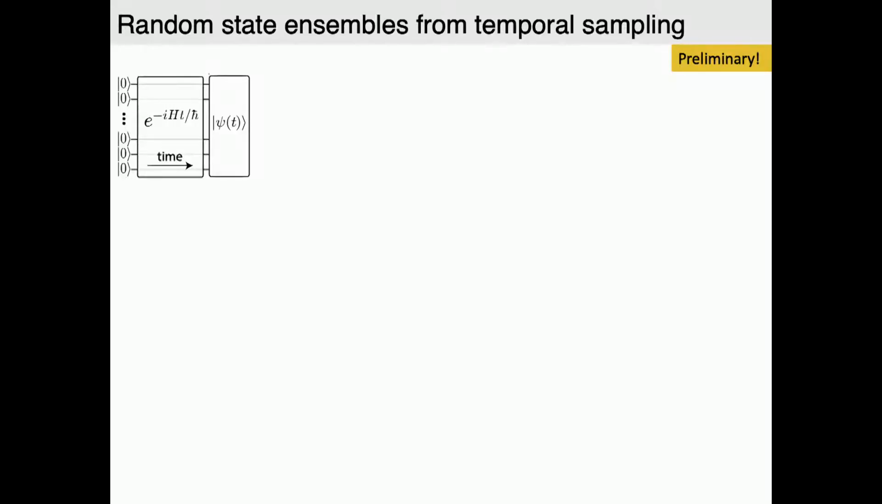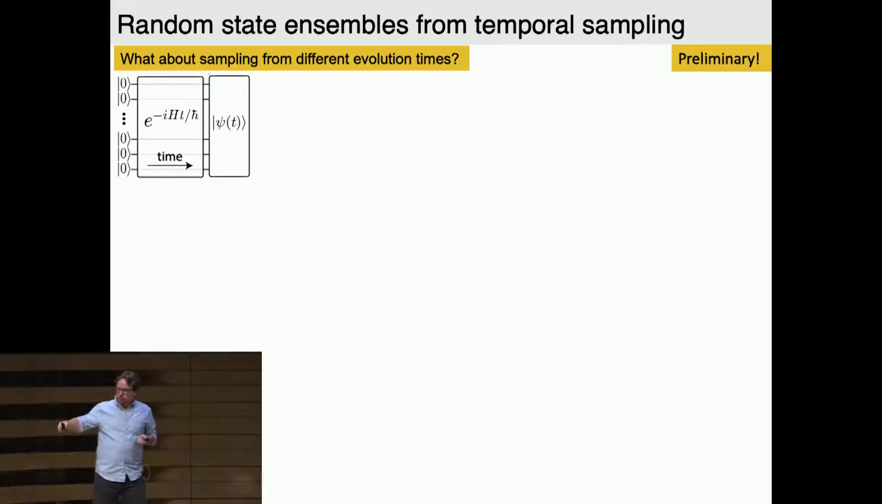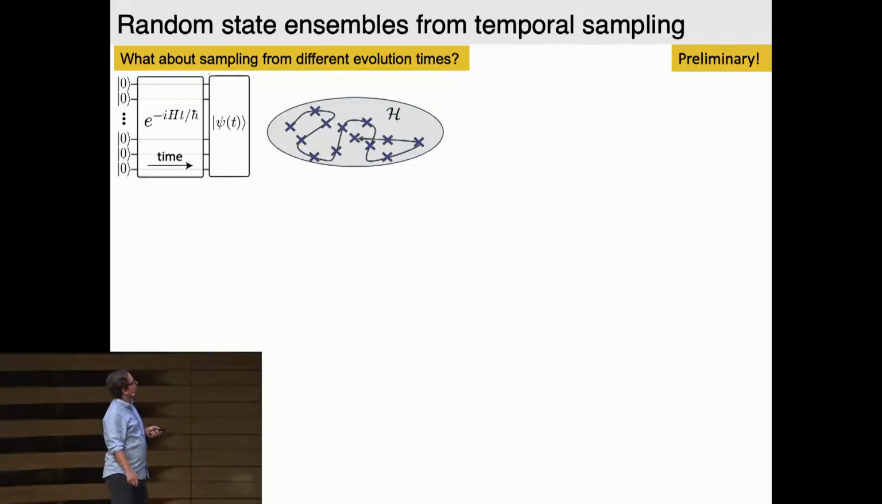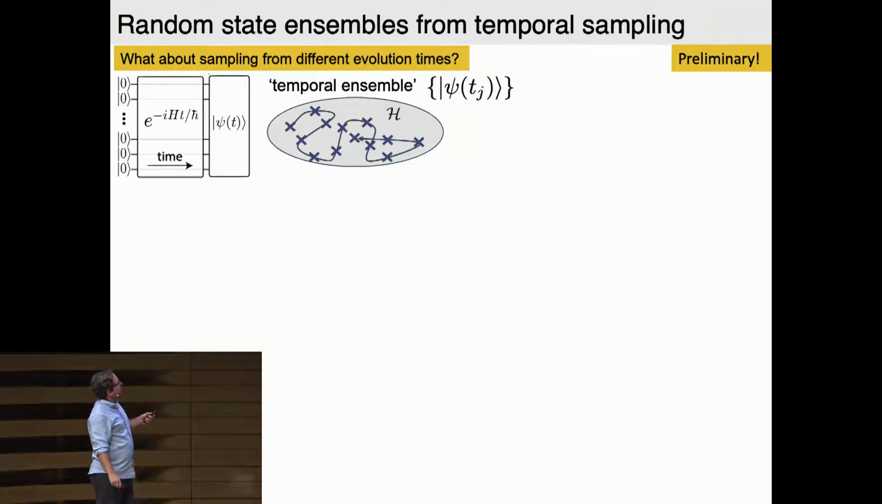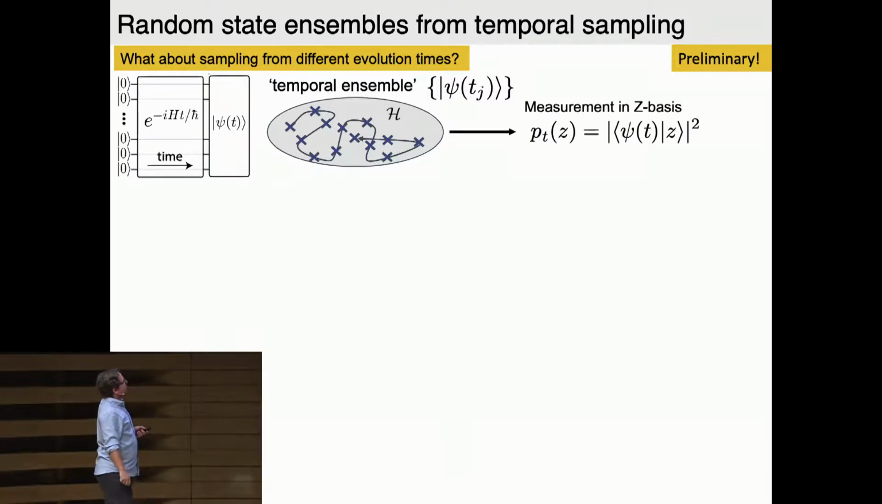So imagine you have many-body dynamics with a time-constant Hamiltonian, you get a time-dependent output state, and I could think of, maybe naively, why don't I just sample from different evolution times to generate different states? So I can basically watch this thing move through the Hilbert space, it's a continuous evolution, and just look at it at different evolution times. And I can ask, is this temporal ensemble then potentially a random state ensemble? So we did this in experiment.